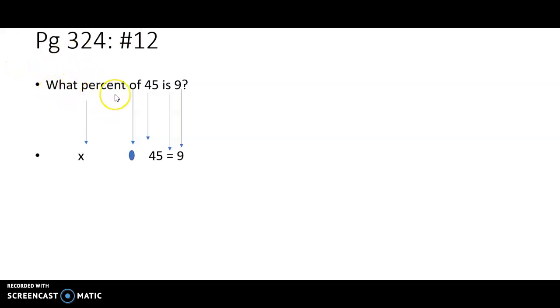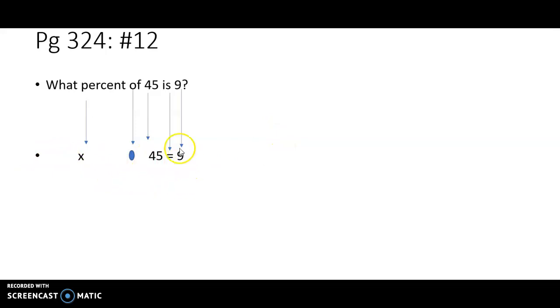So if I have what percent, anytime I see the word what, that is our unknown or our variable. So I made an arrow and changed that to x. Next was of. I was trying to find a multiplication symbol that didn't look like an X and I couldn't find one, so I made my own little dot there, but that's a multiplication dot, okay? 45 is just the number, is translates to an equal sign, and 9 is just the number 9.